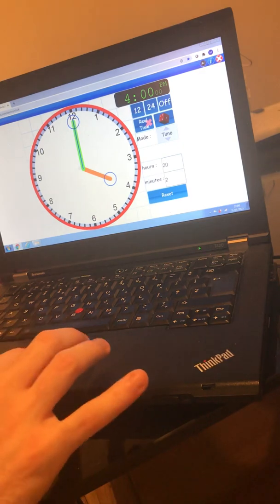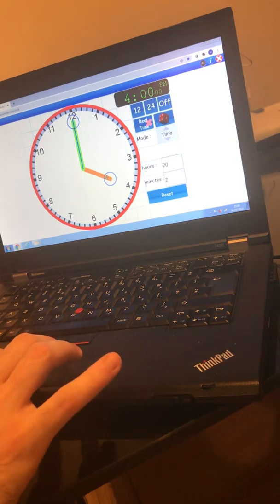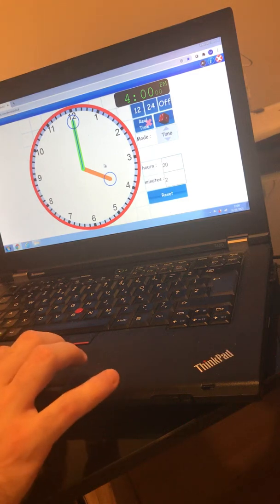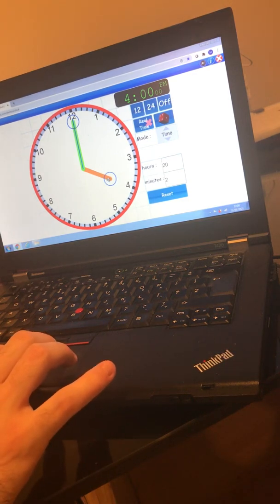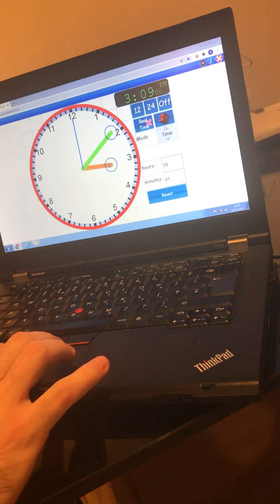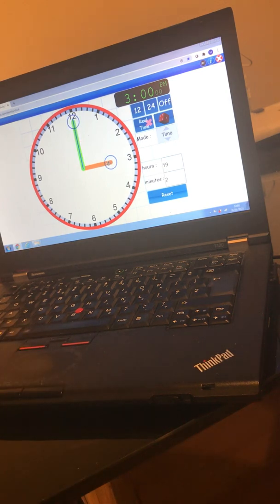And the same will apply if I move my hour hand. So we're starting at 4 o'clock, but we're looking for the time 1 hour earlier. So let's move our hour hand back to the hour before, which is there, 3 o'clock.